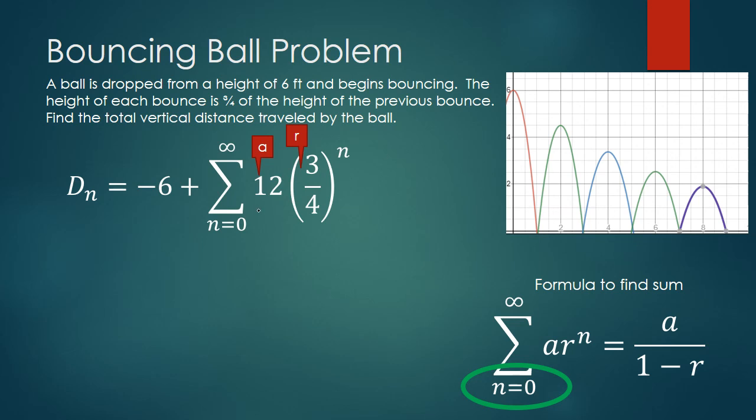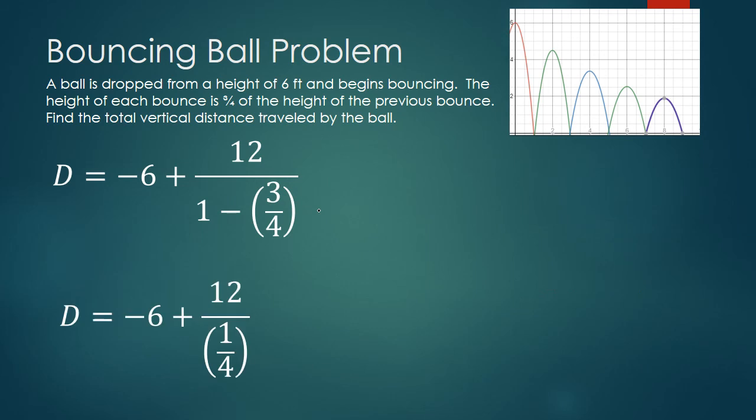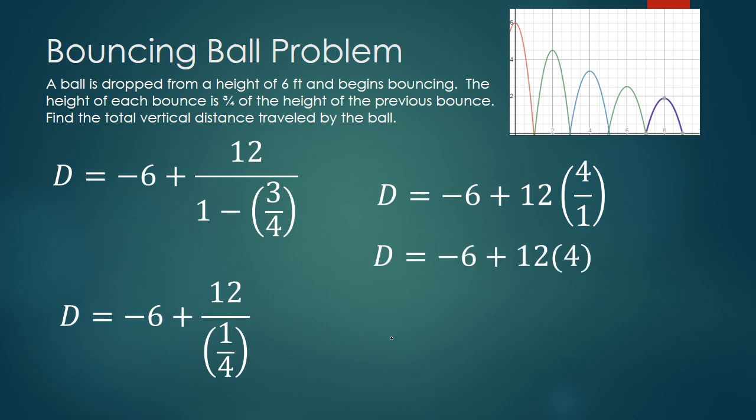Now I've got my n at 0. So we're looking good. a r to the n. So now I can plug it in the formula. Minus 6. This whole summation changes to this formula. 12 is in the a position. And then 1 minus my r, and my r is 3/4. Okay, so 1 minus 3/4 is 1/4. And then I keep the minus 6 because that just comes down for the ride. 12, change this to multiplication, flip that over to 4/1. Will be minus 6 plus 12 times 4, which will be minus 6 plus 48, which will be 42 feet of total vertical distance traveled by the ball.